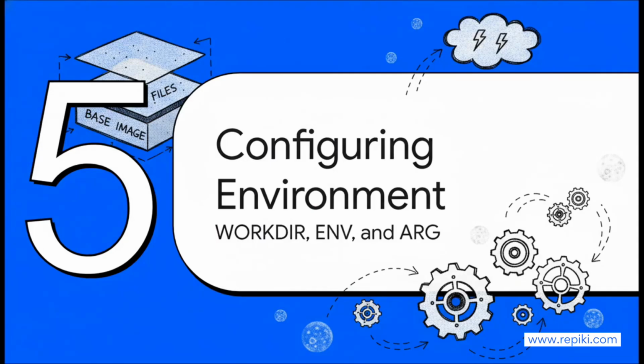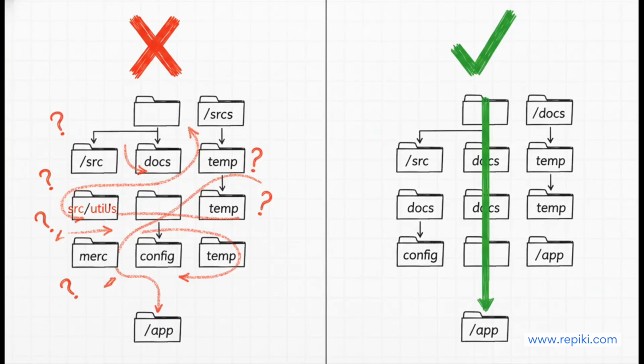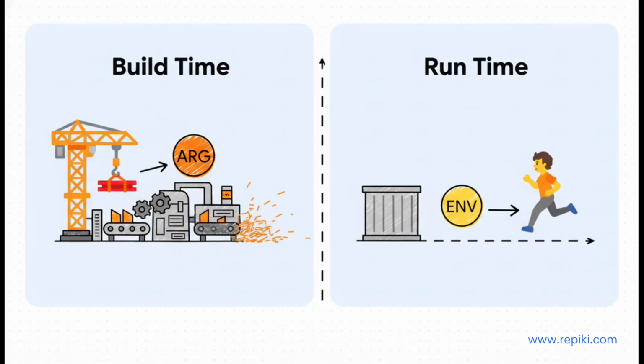Okay, so our image has a base, our files are inside. Now let's talk about configuring the environment and the context that our application is actually going to run in. First up, WORKDIR. You can think of this as a persistent cd command for your Dockerfile. It sets the working directory for all the instructions that follow. The best practice here is super simple but really important. Always use absolute paths. It makes your Dockerfile completely unambiguous and just plain easier for the next person to read.